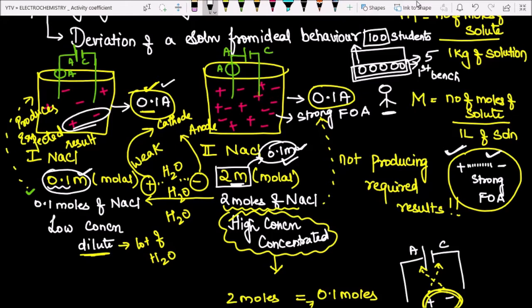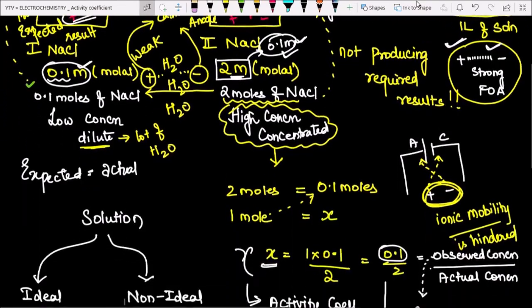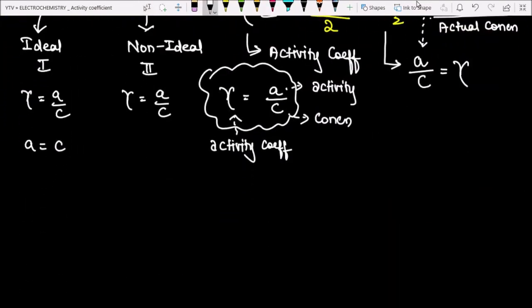So in the first case, my expected value is equal to the actual value. So I can say A is equal to C. Now if A is equal to C, then what is gamma? Gamma should be equal to 1. The coefficient is equal to 1, therefore A is equal to C.